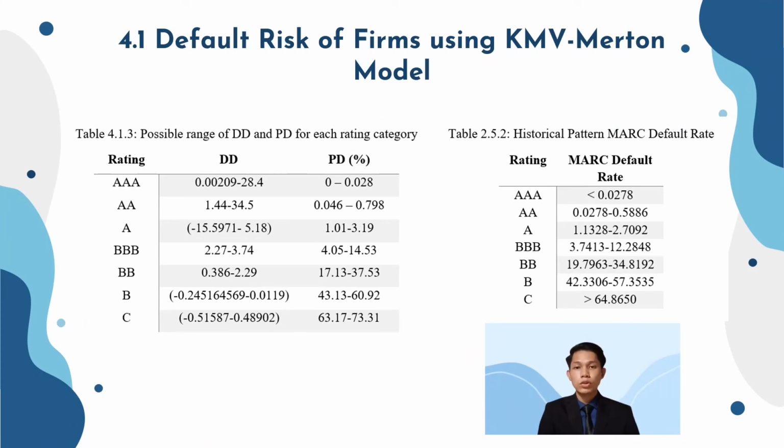Furthermore, table 4.1.3 shows the possible range of DD and PD for each rating category. Comparing table 4.1.3 to table 2.5.2 of MARC default rates demonstrates the validity of our findings, as the range of the predicted PD is not that far off from the range provided by MARC.